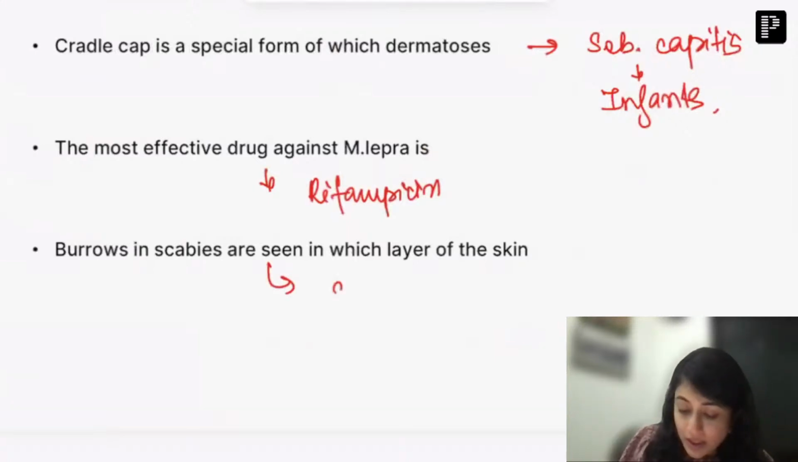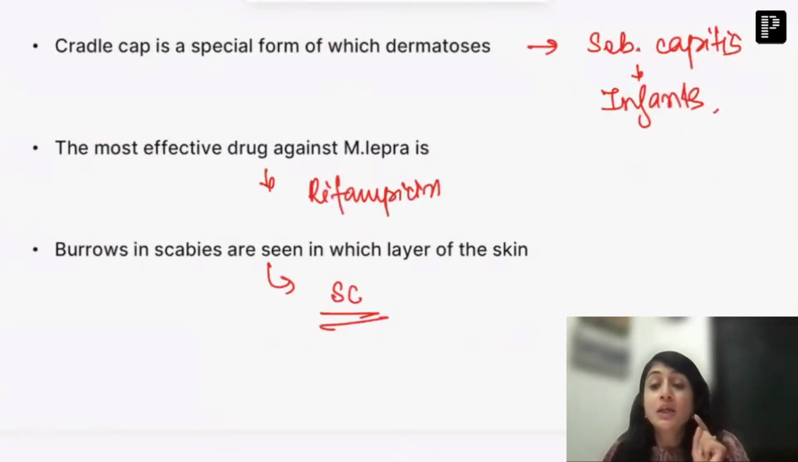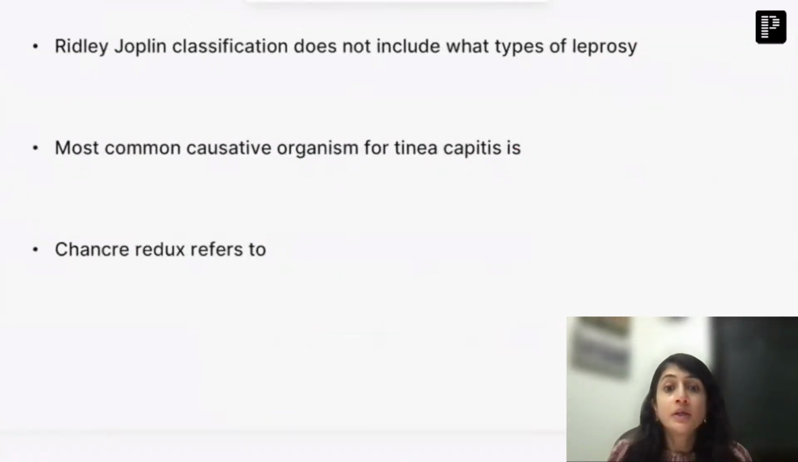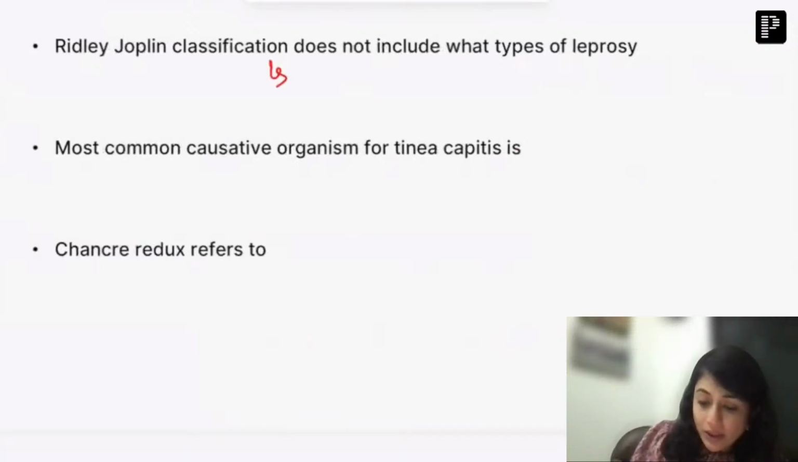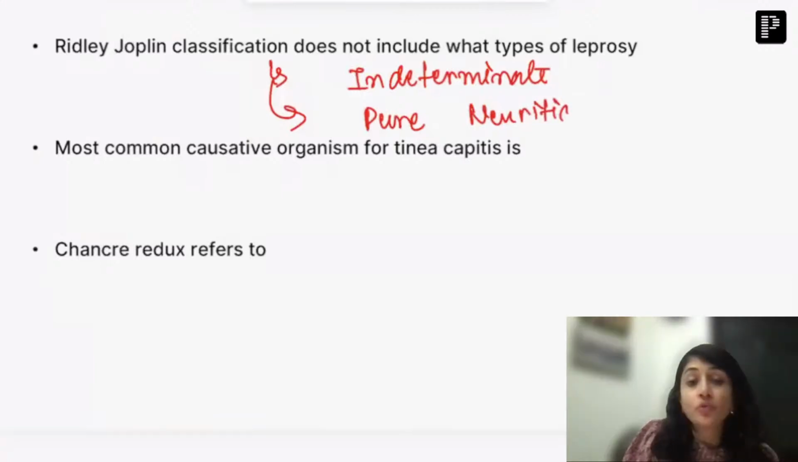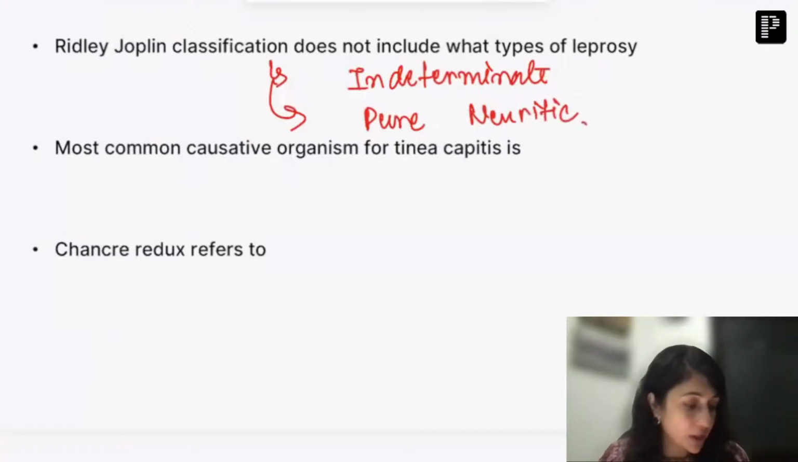Burrows in scabies are seen in stratum corneum. This is right. These burrows can extend up to stratum malpighii, but if they ask you which layer of skin do you see it in, it is stratum corneum. Ridley-Jopling classification does not include what types of leprosy? So I'll quickly answer here. It does not include indeterminate and pure neuritic Hansen. These are more endemic to India. So this is not included in Ridley-Jopling classification.